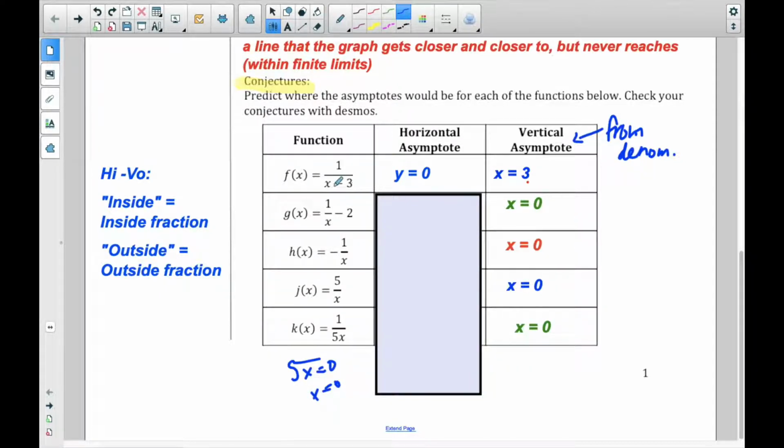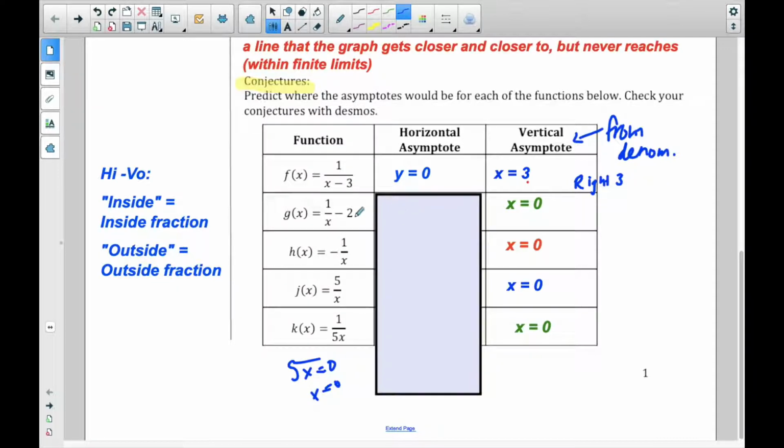Let's also talk a little bit about the HIVO, the transformations. What's going on? Well, this 3 is inside the fraction. That means it's going right and left. And whenever it's inside, it's always opposite of how it seems. So this really means that this one is going right 3 units. So it's just like that function we had a minute ago, we're just moving it right 3.